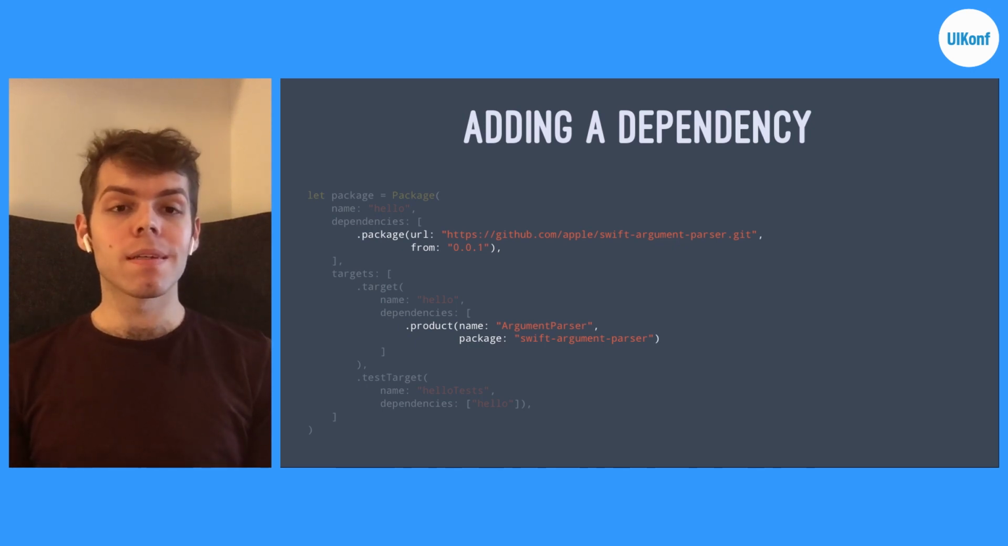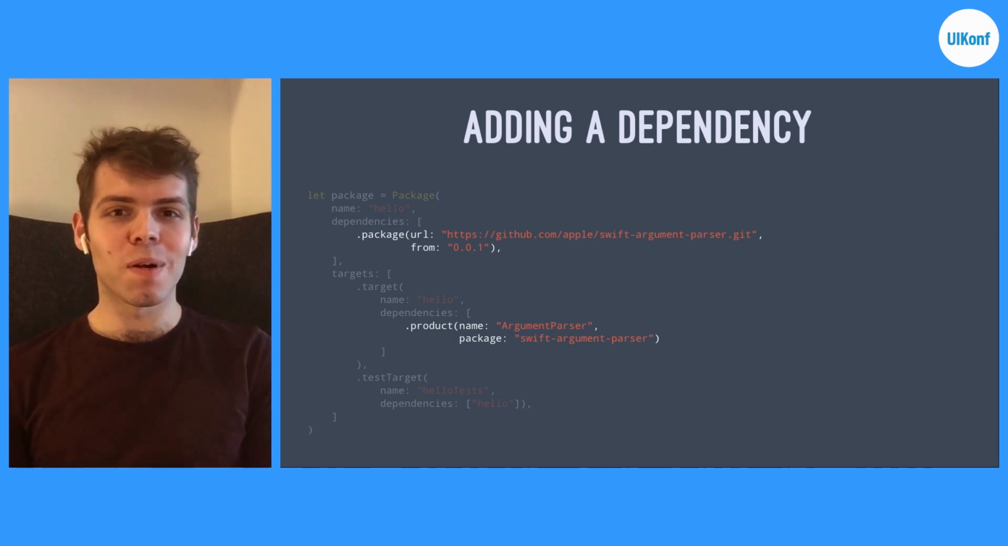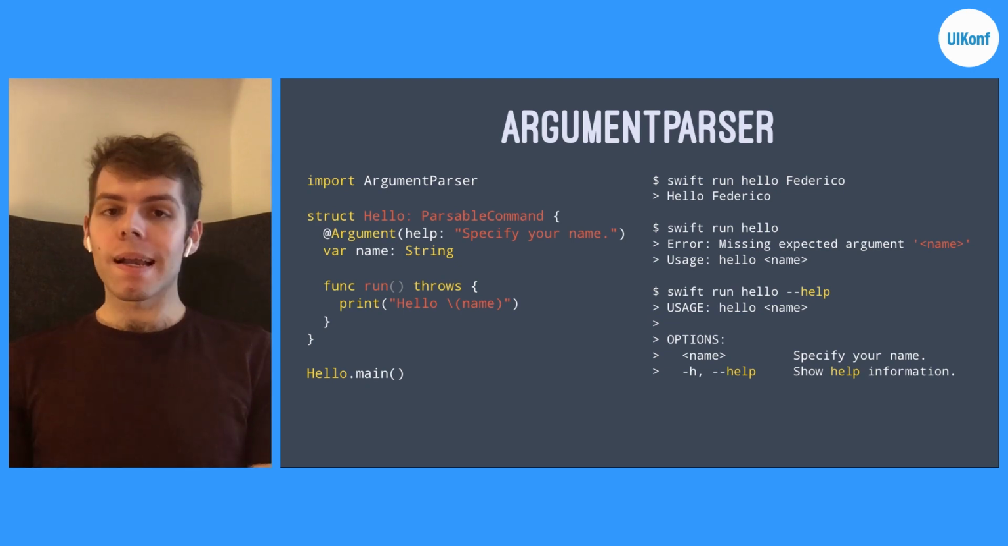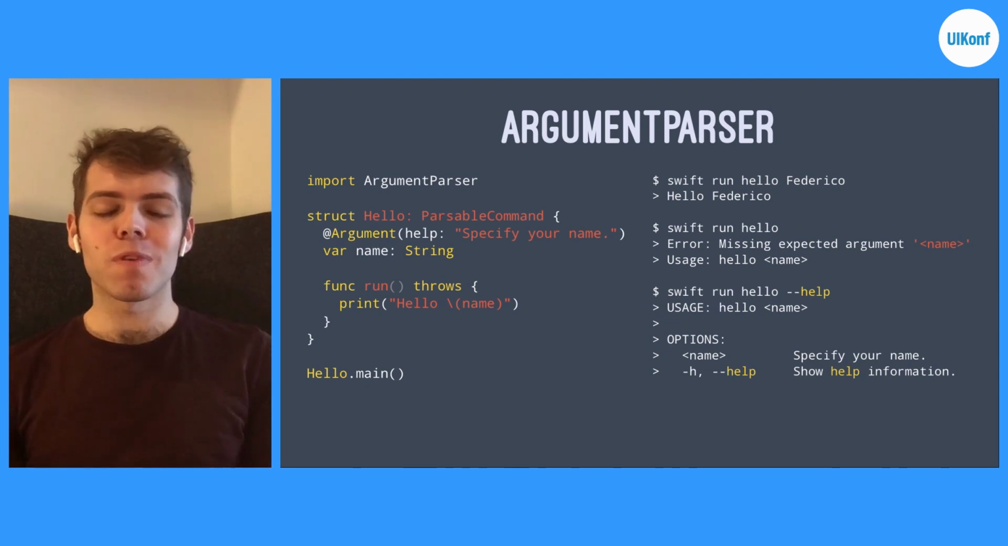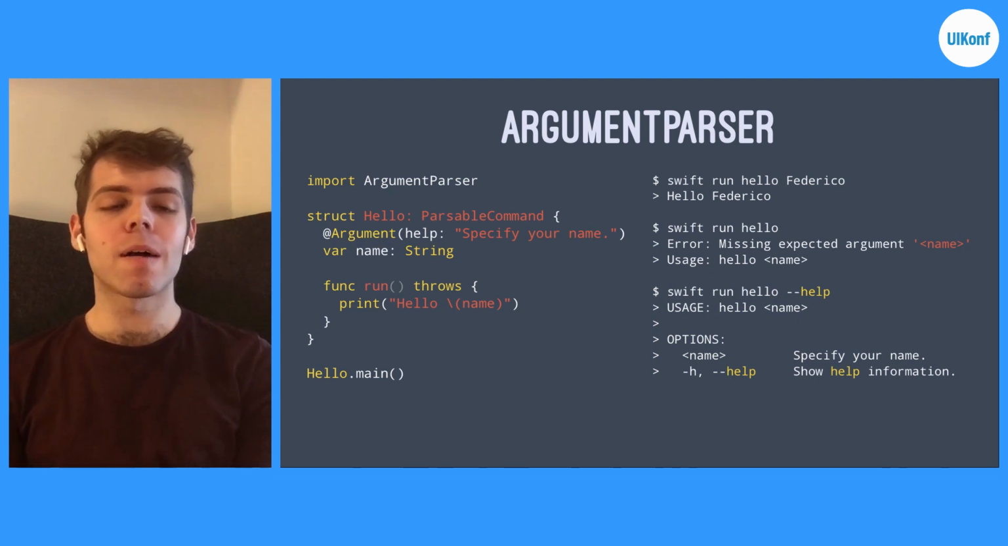And once we do this, the library is going to be available in our main.swift file. So let's have a look at that next. Again, our script only requires one input from the user, and we are going to print it out with a greeting on the terminal output.